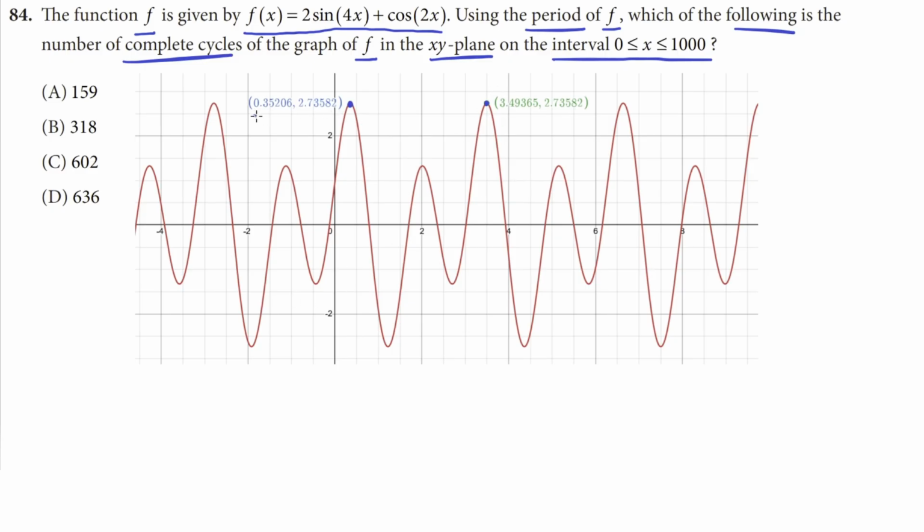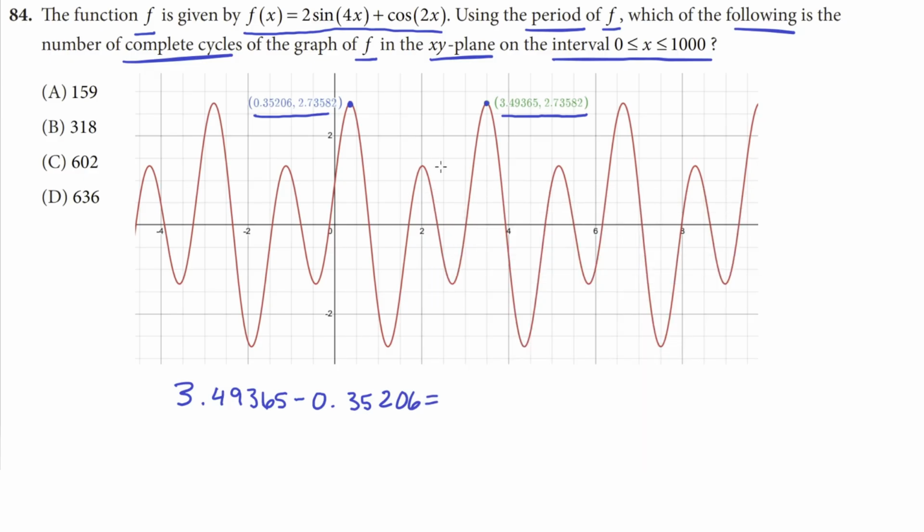So the coordinates of this point are labeled here, so we need to find the difference in the x values, and that will give us how many x units it takes for the graph to complete one cycle. So the graph went from 0.35206 to an x value of 3.49365. So we can just calculate the difference between those, 3.49365 minus 0.35206, and this will give us the period.